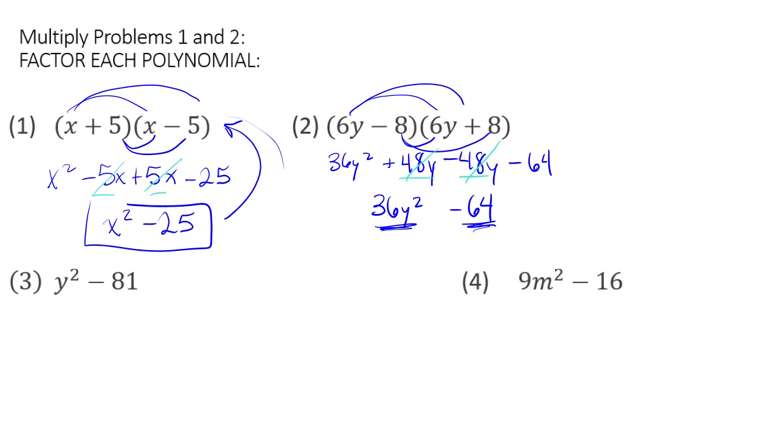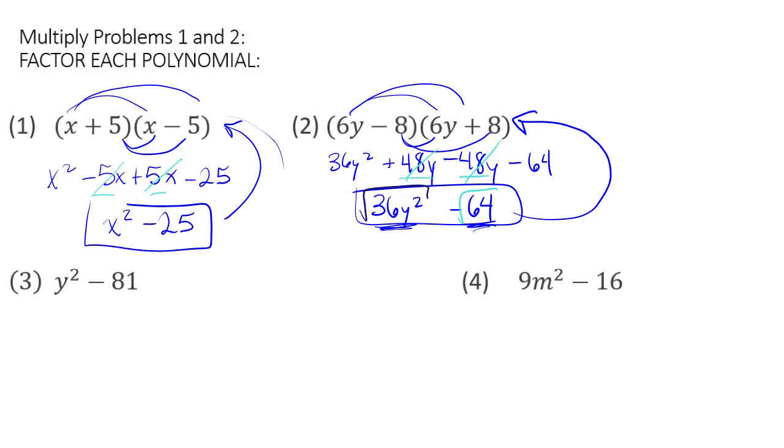All right, remember what we're trying to do is go from here back to here in today's lesson. So we take the square root of 36y squared, and that gives us 6y. So we put that in the first location, or on the left. And then we take the square root of 64, which is 8, and we put that here and here. And then we just put a plus in between one set and then minus in the other. And that's how we factor difference of squares.